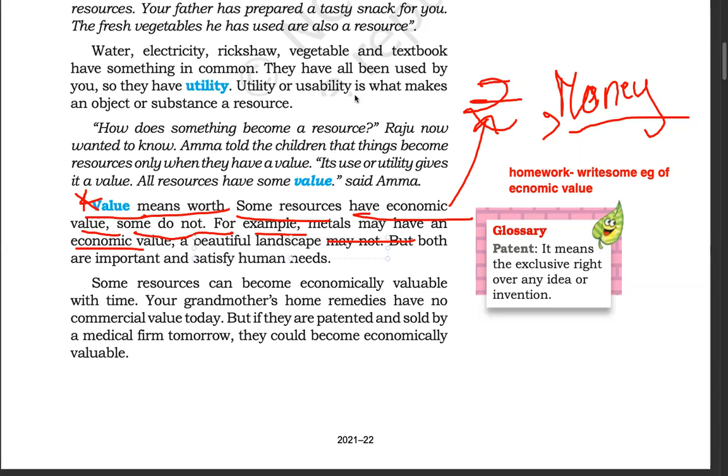A beautiful landscape. I don't think so.